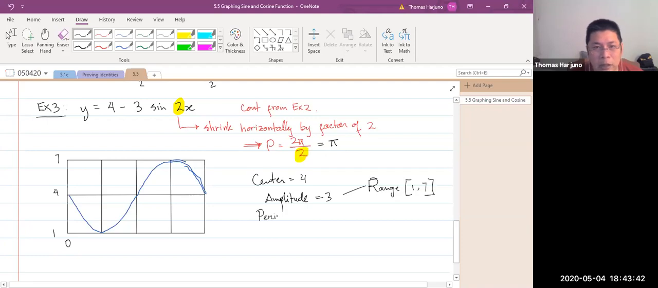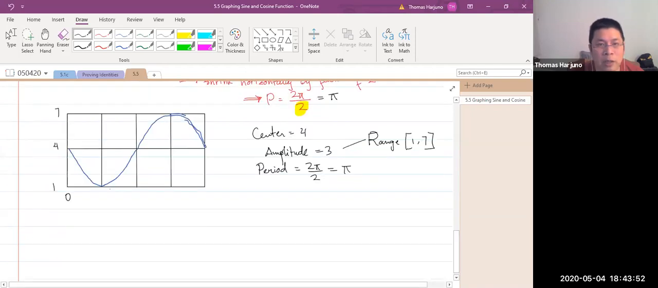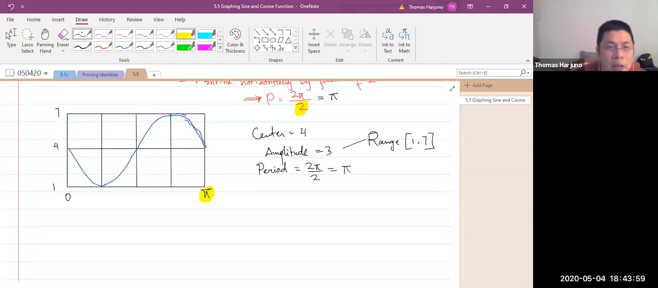The period is now originally 2 pi, but because you play the movie twice faster, it finishes in pi units. Okay, so I start from 0, but I finish at pi. That's the difference. Okay, now this position here will be the midpoint of 0 and pi, which will be pi over 2. This is pi over 4. This is 3 pi over 4.